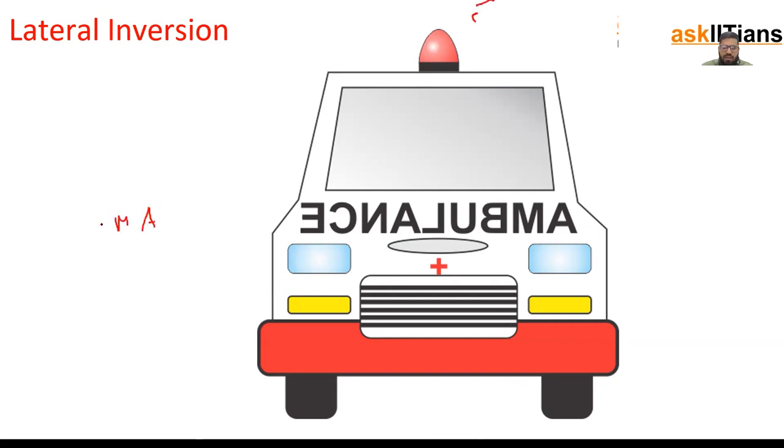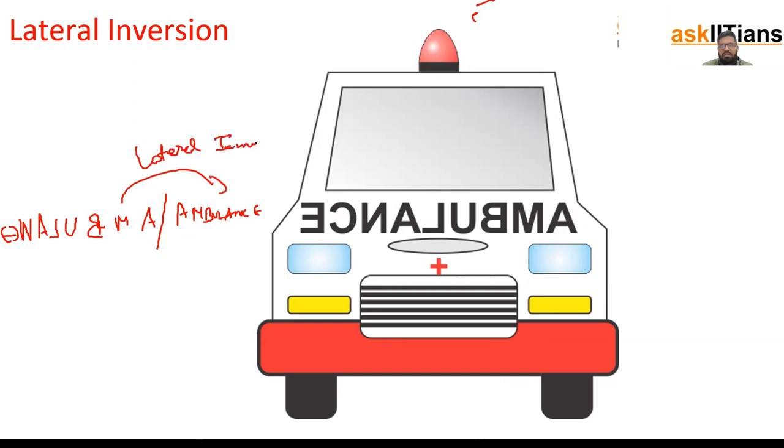Suppose this was ambulance written like this, which is shown here. Whenever you see this word through your car mirror, you will see it correctly as ambulance. So this is due to lateral inversion. So for you to get a better view of the word ambulance, when an ambulance is coming your way, the words are written in reverse form so that after lateral inversion, you will be able to see the correct word ambulance. That's why the word ambulance is written in reverse form on the ambulance. So I think this concept is clear.